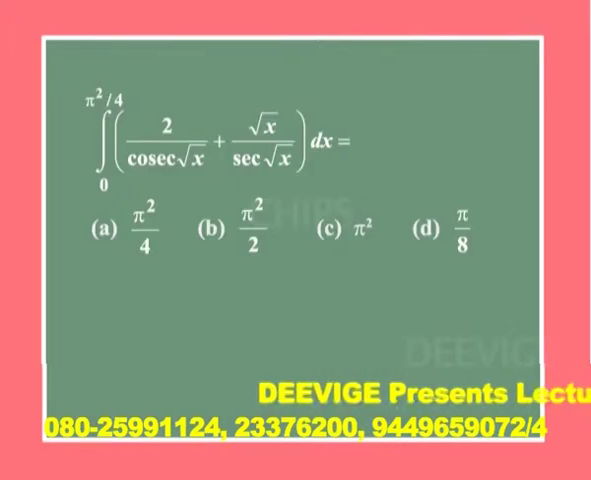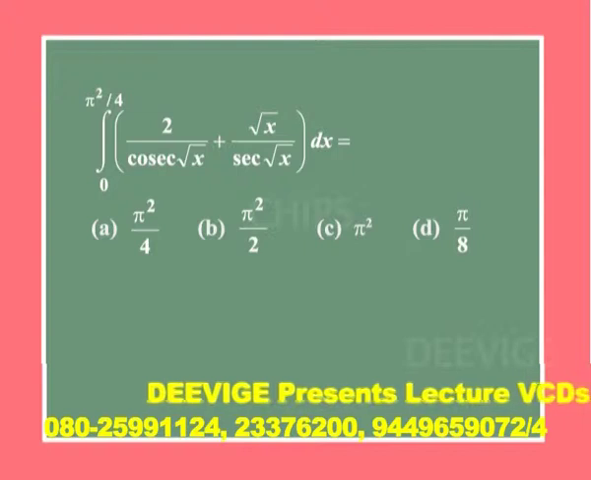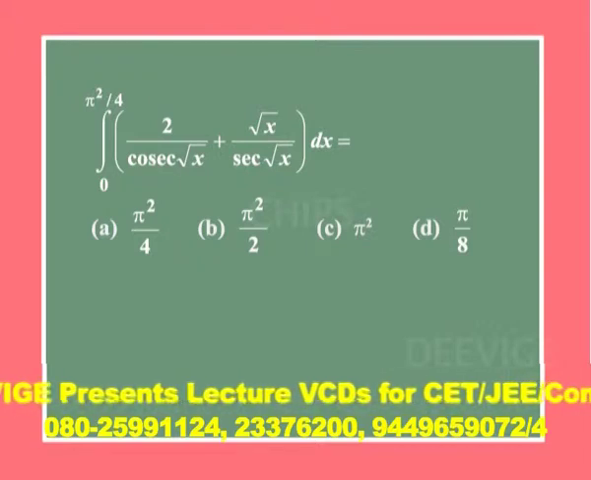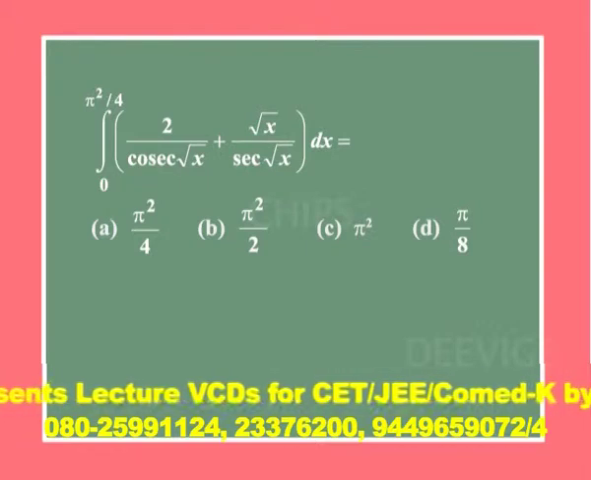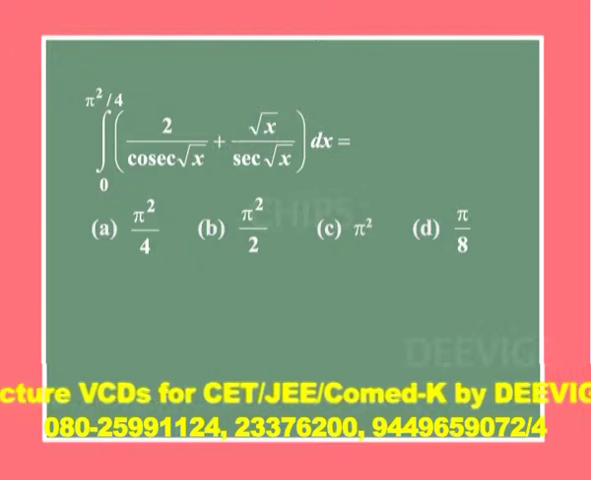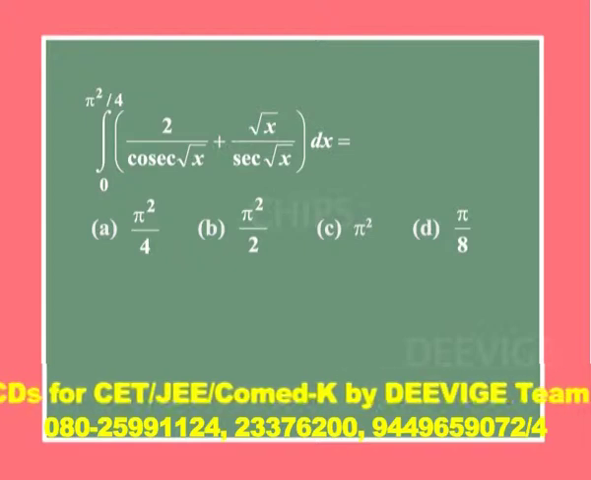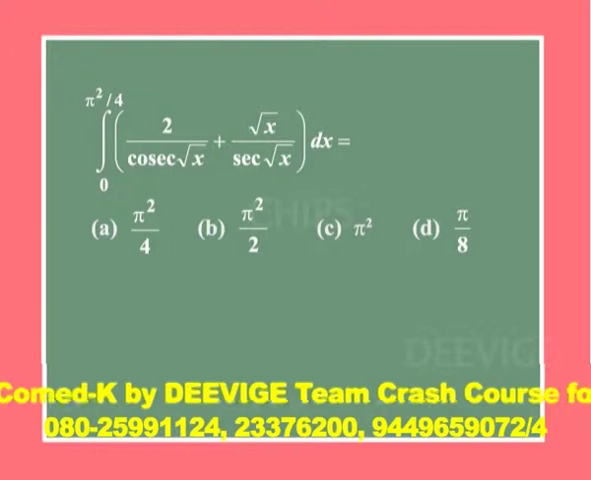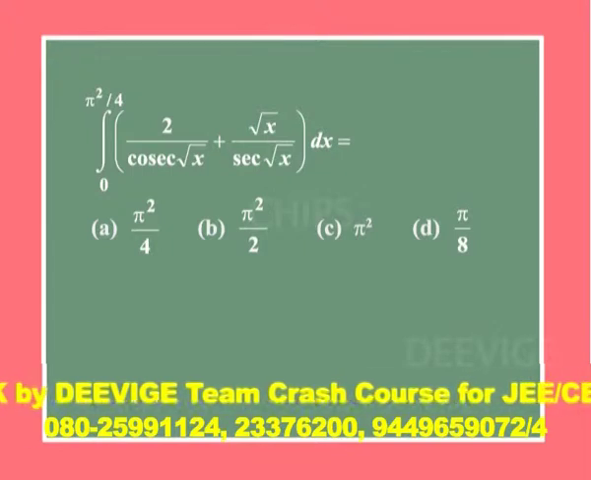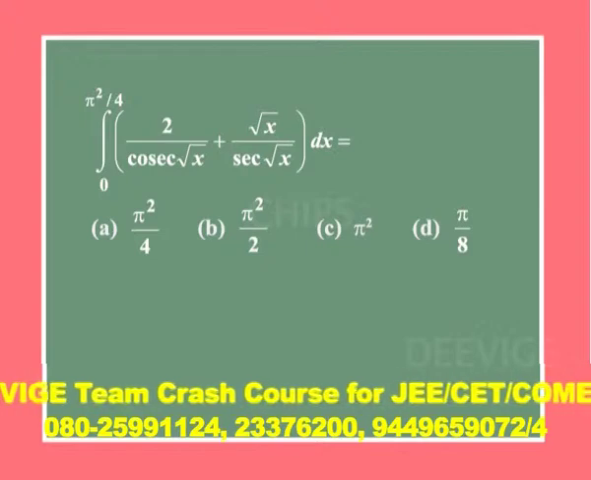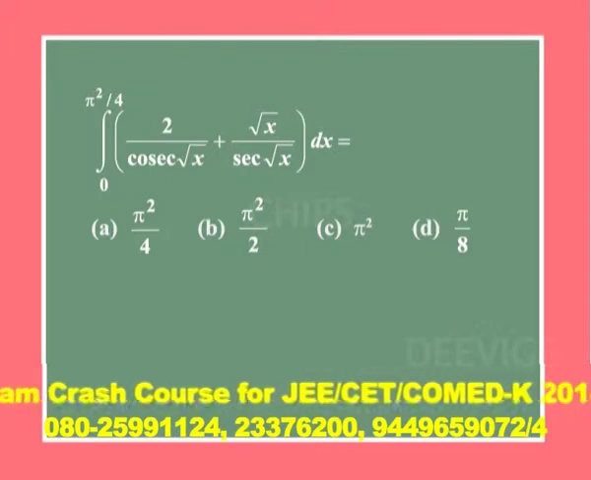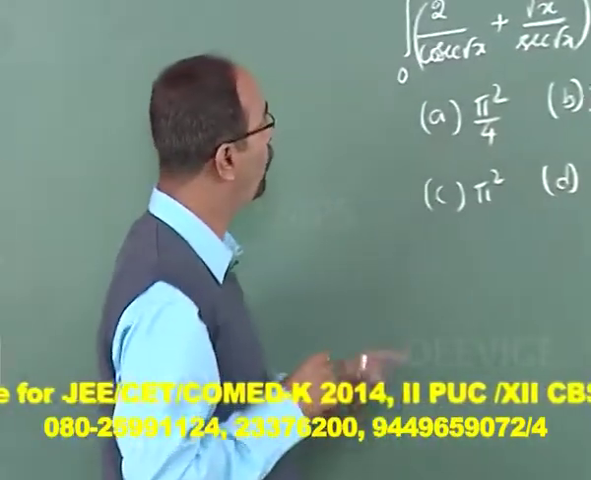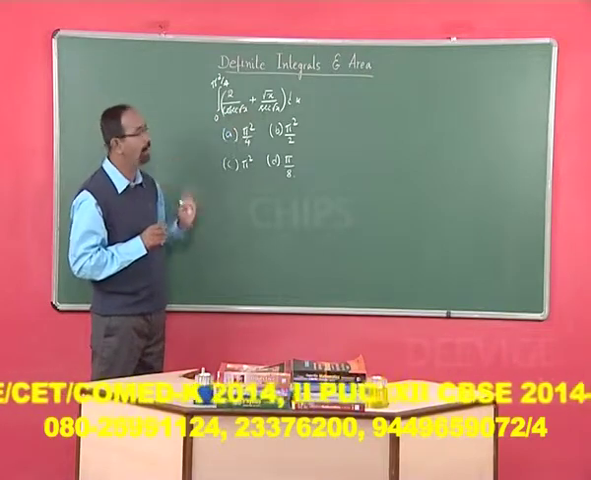The problem is like this: integral of 0 to pi square by 4, 2 by cosecant root x plus root x by secant root x dx. Option A pi square by 4, option B pi square by 2, option C pi square, and option D pi square by 8. The problem is like this: integral 0 to pi square by 4, 2 by cosecant root x plus root x by secant root x dx.